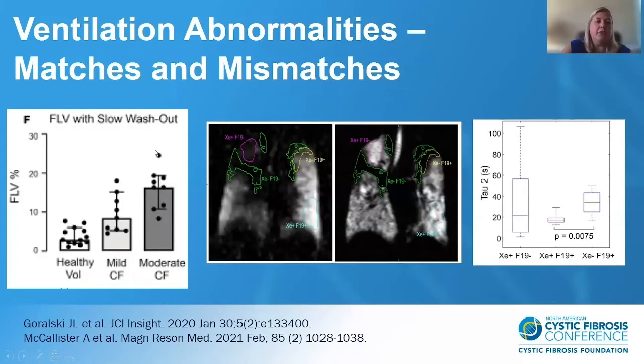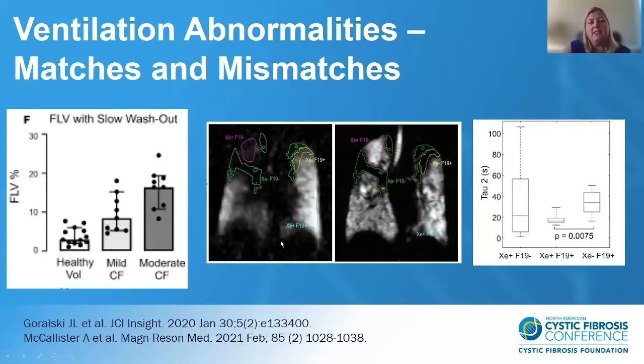First of all, we compared healthy controls against mild CF patients with normal lung function and moderately affected CF patients with FEV1s around 60%. And in this study, we showed a difference between all three subgroups, and particularly between healthy volunteers and mild CF patients, in the fraction of lung volume that had slow gas washout time. Importantly, VDP did not distinguish between these groups, and neither did FEV1.